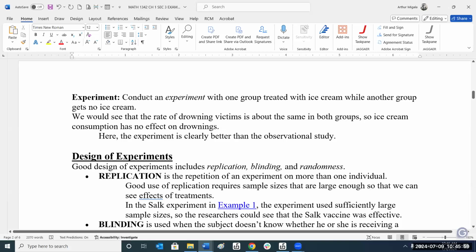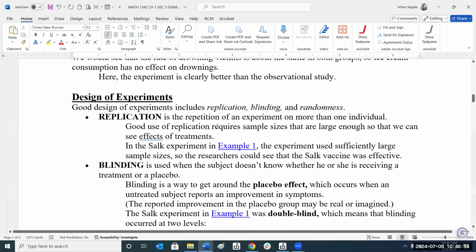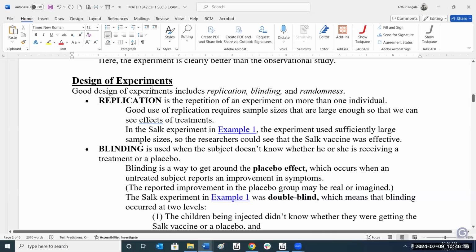An experiment. Conduct an experiment with one group treated with ice cream and another group with no ice cream, and see what happens if they go swimming. So your observation is seeing if anybody drowns. Not helping them, but to see if they drown. Design an experiment. A good design for an experiment includes replication, blinding, and randomness.